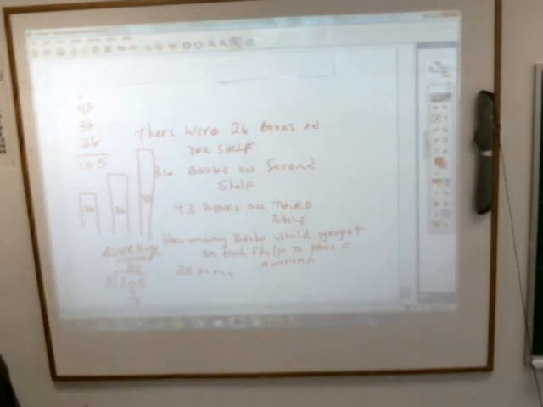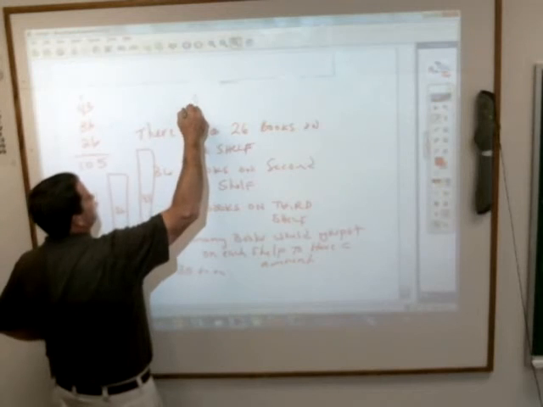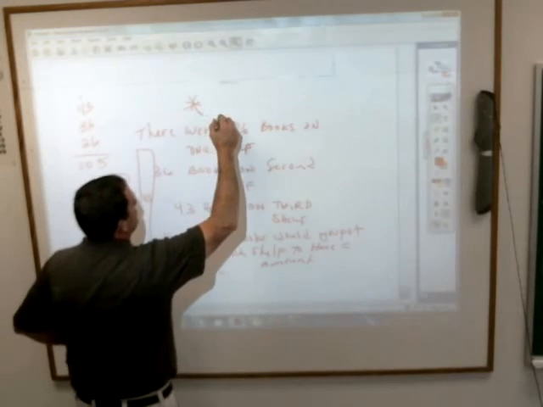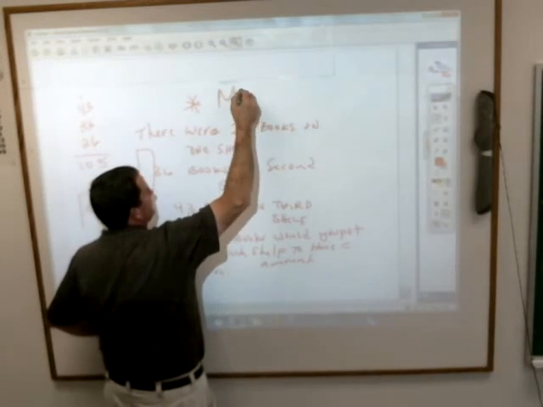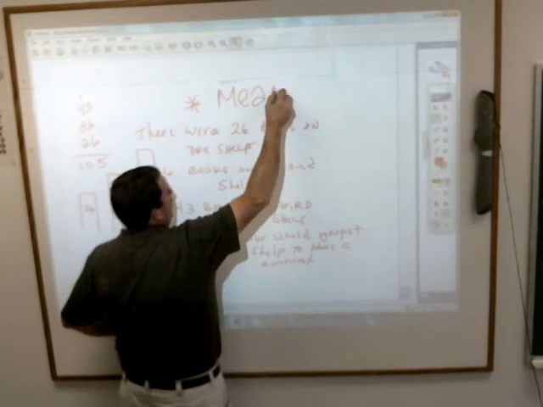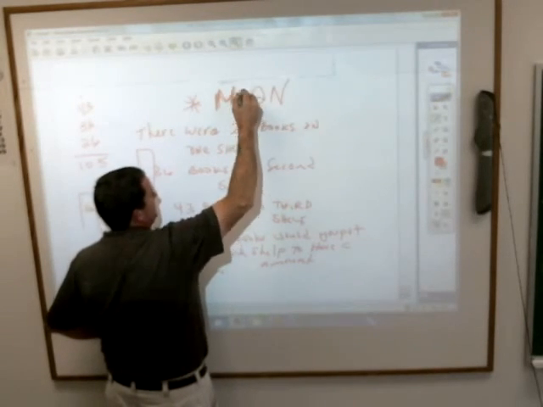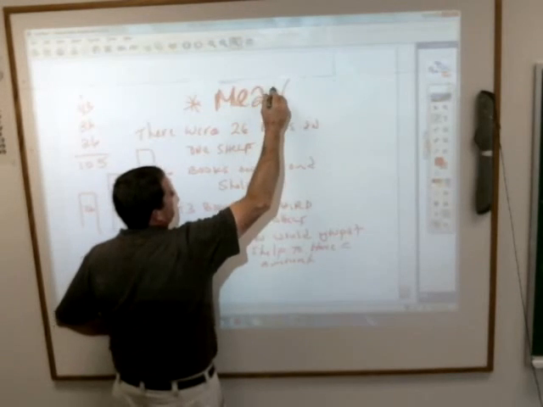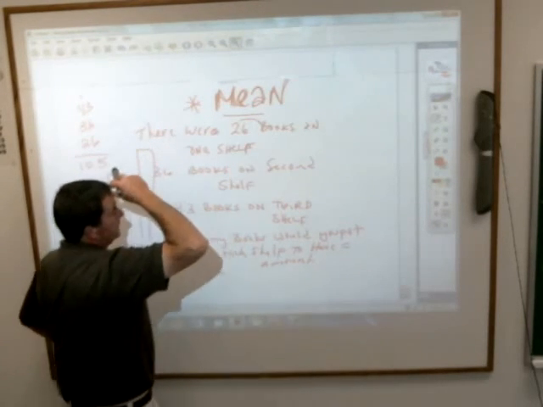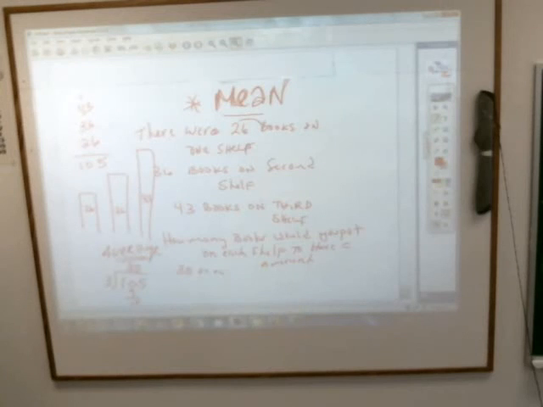By the way, put a big old asterisk on your paper there. Average is also called the mean. I don't know why. That's another name for average, is mean. So if they ask you to find the mean of something, it's nothing more than the average of something.